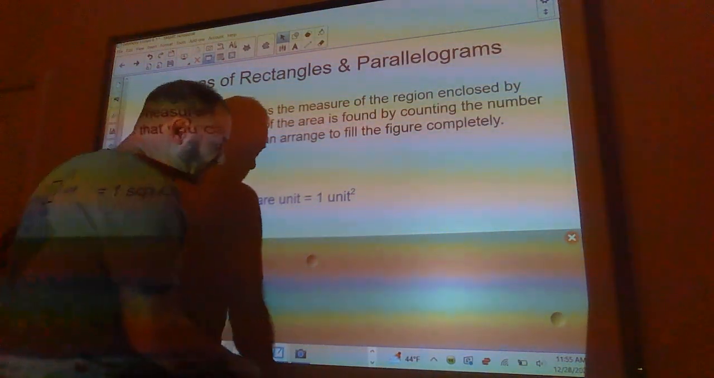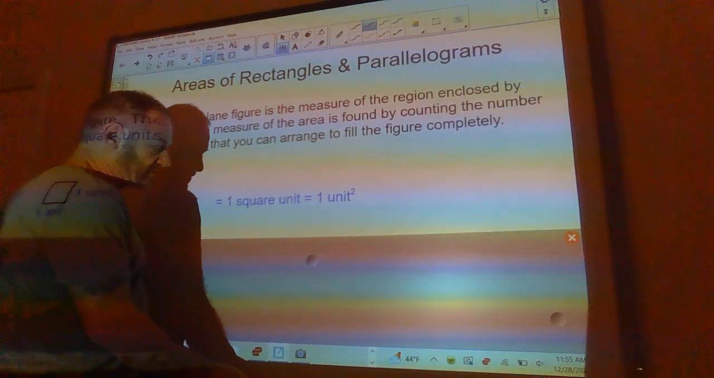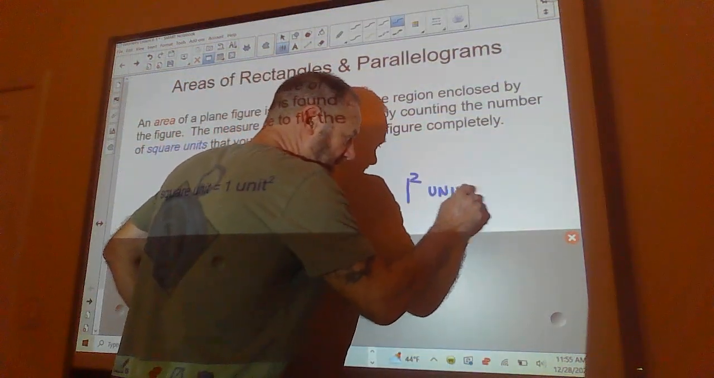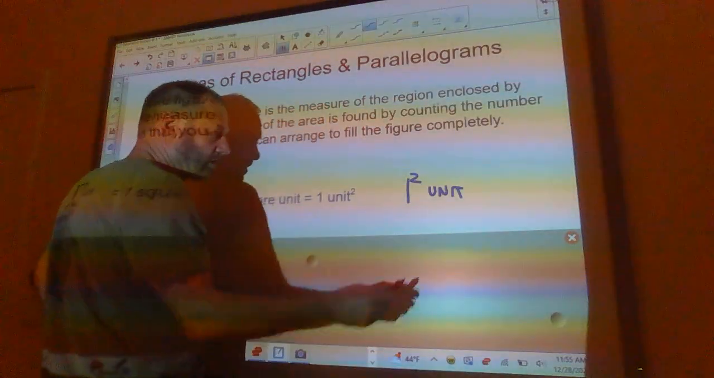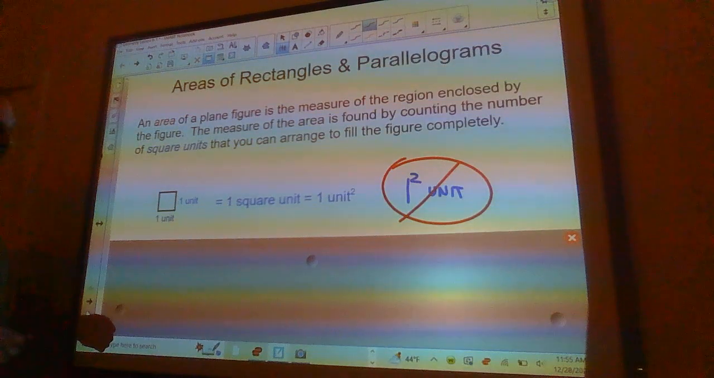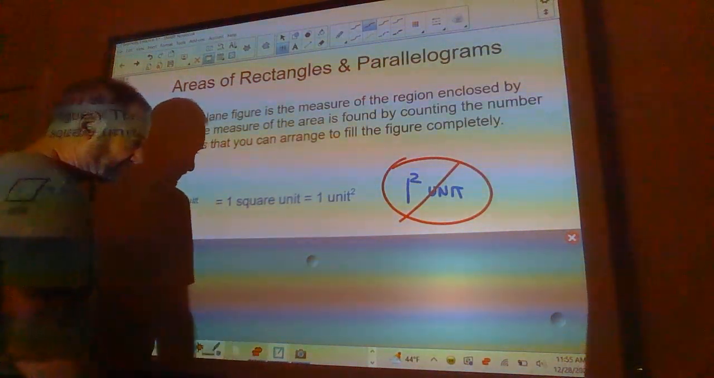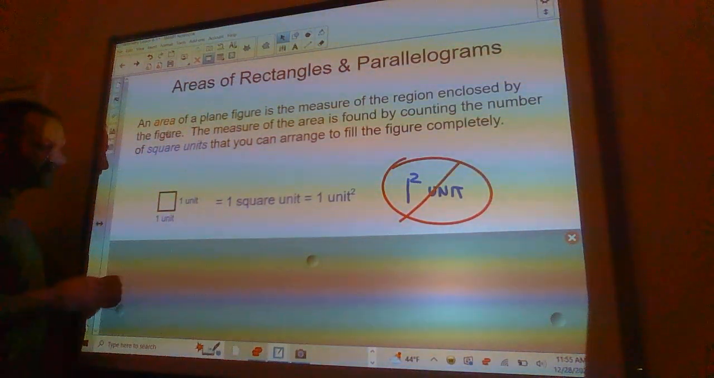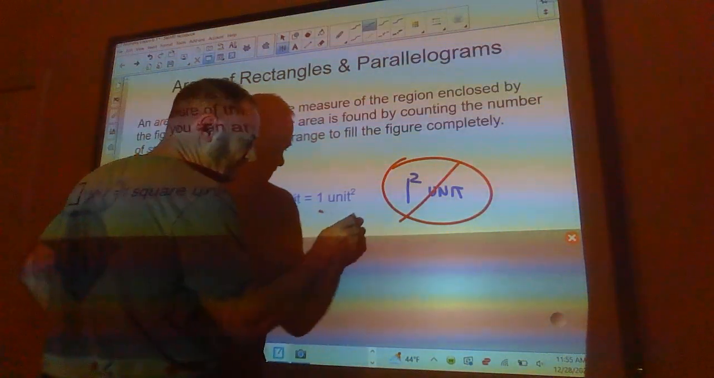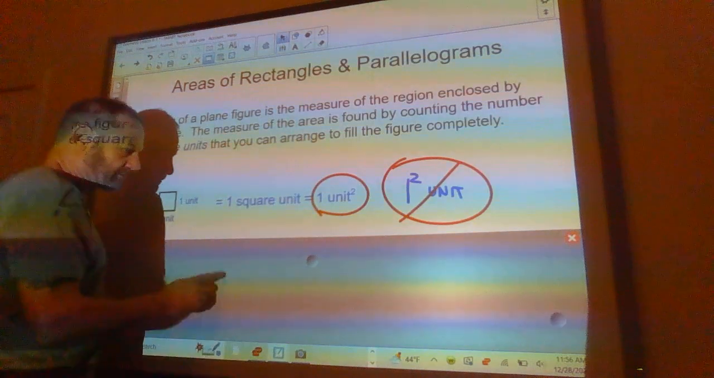Now, even though it says 1 square unit, we do not write it like this, okay? That is wrong. Do not do this. That means something entirely different than this does. So 1 unit squared is the correct way to write that.